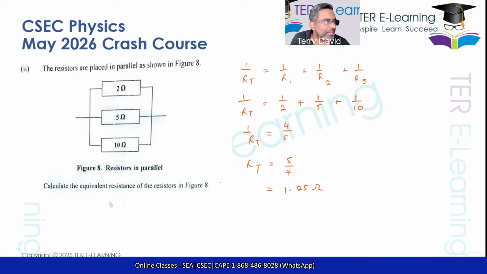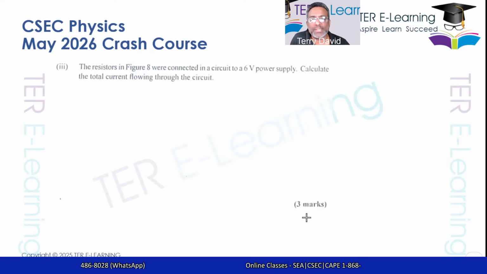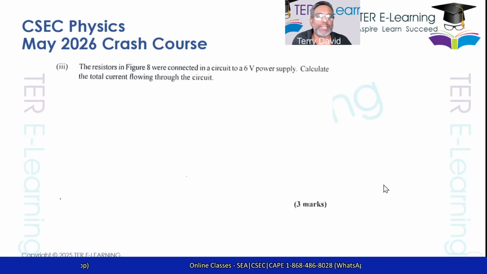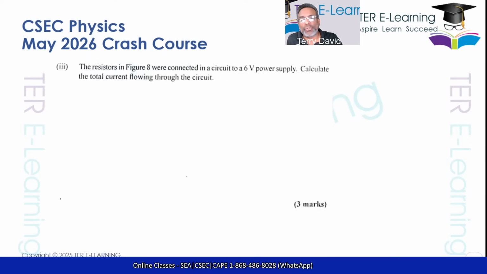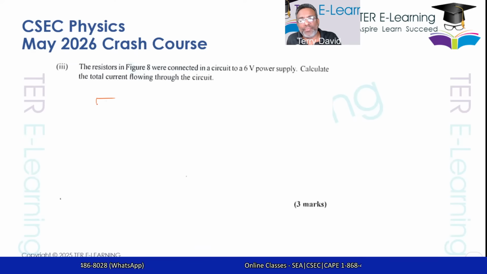Some of you asked what paper this is. This is May 2019. And the last part of the question, they said the resistors in figure 8 were connected to a 6-volt power supply. First of all, the resistors in figure 8 are the parallel resistor combination here. So first of all, you have these 3 resistors.